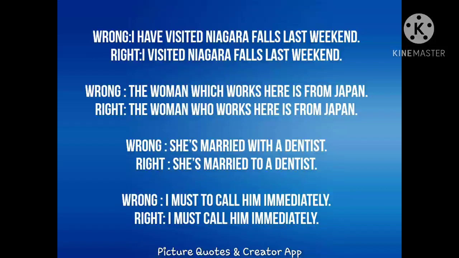And the second one: the woman which works here is from Japan. It is actually a wrong sentence. I think you have guessed the wrong word. Yes, which. Look at the right sentence. The woman who works here is from Japan. So it is about a relative pronoun. We use the relative pronoun who or whom for people, while which can be used to indicate things. So while using a relative pronoun, you should be very careful. To indicate people, we use who or whom. Who is the subject form, whom is the object form.